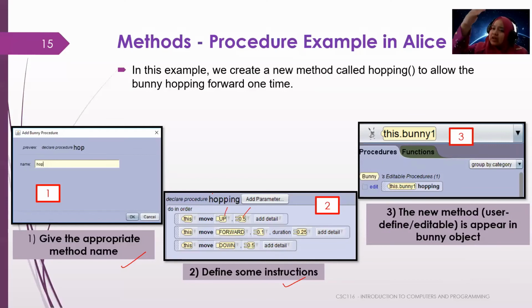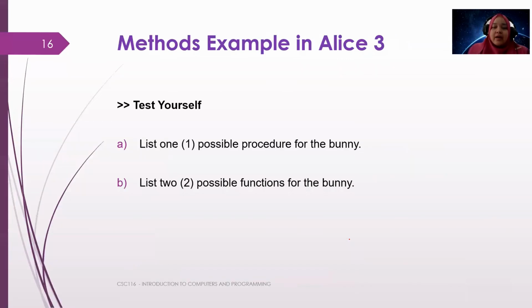You kena fikir tau teknik-teknik ni. Kena fikir nanti bila you buat scene. Okay, sebab tu dia do in order. Nampak? Okay, lepas tu dah ada. Nanti bila kita buka, tekan je dekat objek bunny, dia akan keluarkan prosedur baru dia, iaitu this bunny one hopping. Okay, the new method user define. Kita boleh edit dia, editable is appear in bunny object. Ini cara dia. Tapi dalam lab nanti saya akan tunjuk. Don't worry.